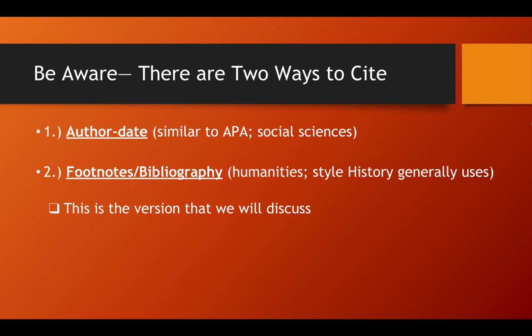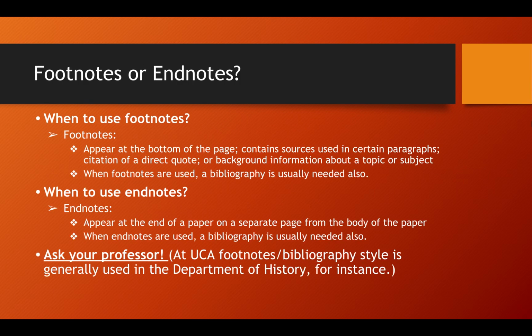The more common use of Chicago, however, is the second one here, and that's the one we're going to be talking about today. It's the footnotes and bibliography version. This is used in the humanities. History uses it. Religion, world religions, probably art. I know that those use Chicago sometimes as well. So this is the version that we're going to discuss. It's called the footnotes and bibliography version.